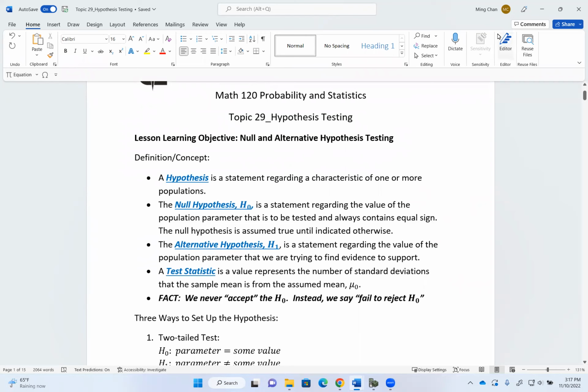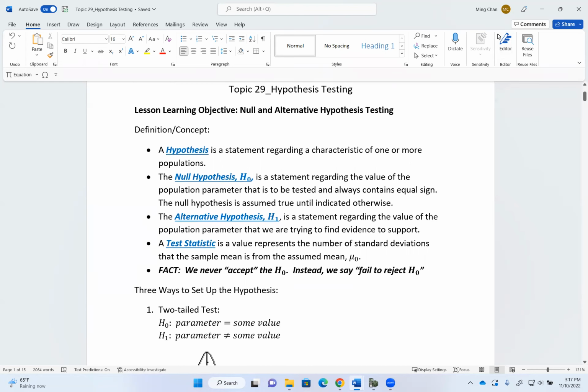The alternative hypothesis, called H alternative, is a statement regarding the value of the population parameter that we are trying to find evidence to support. So we are testing whether what they are saying is true or not true. We are the alternative. They are the null hypothesis.